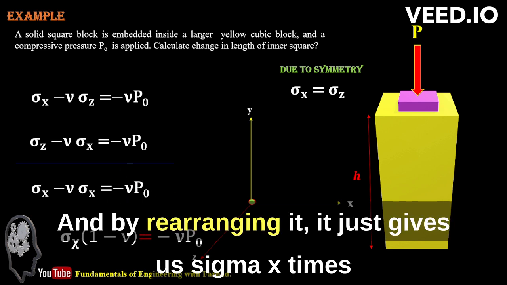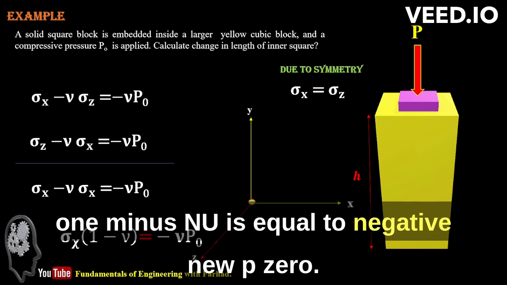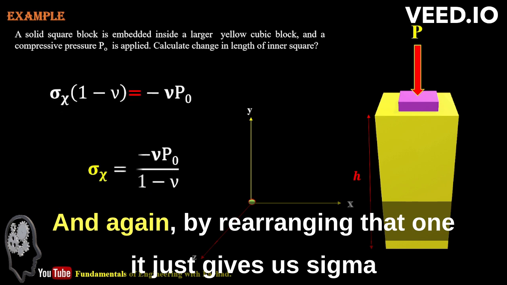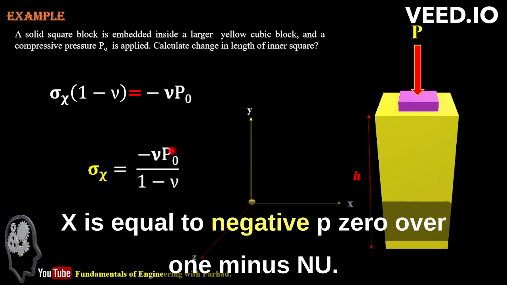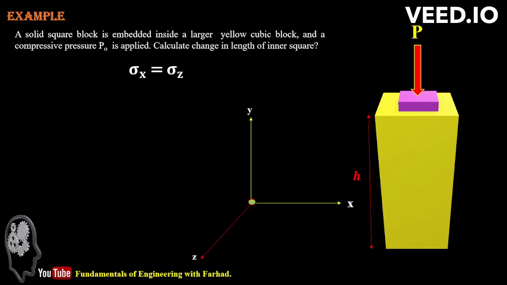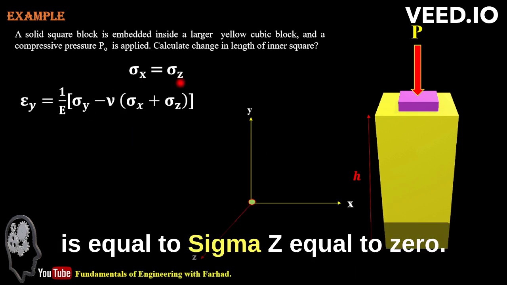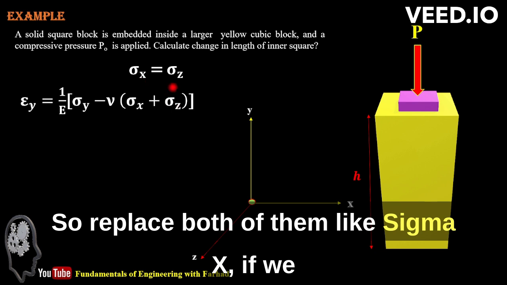And by rearranging it, it gives us sigma x times 1 minus nu is equal to negative nu p naught. And again, by rearranging that one, it gives us sigma x is equal to negative nu p naught over 1 minus nu. Again, we do know from symmetry, sigma x is equal to sigma z. So replace both of them with sigma x.